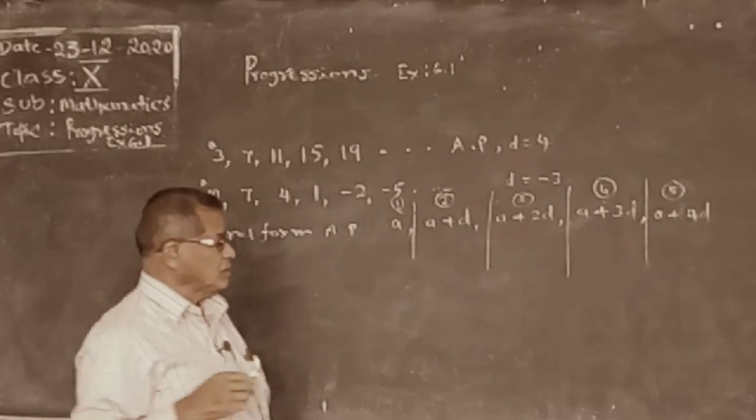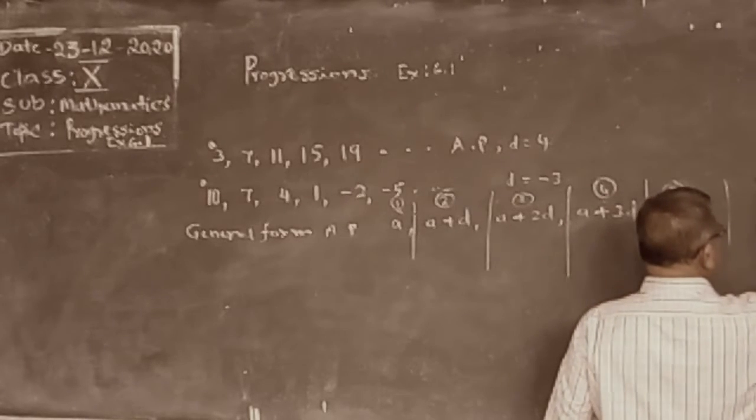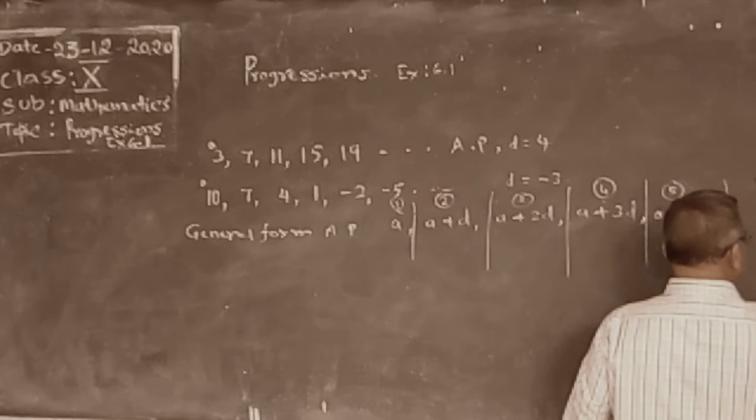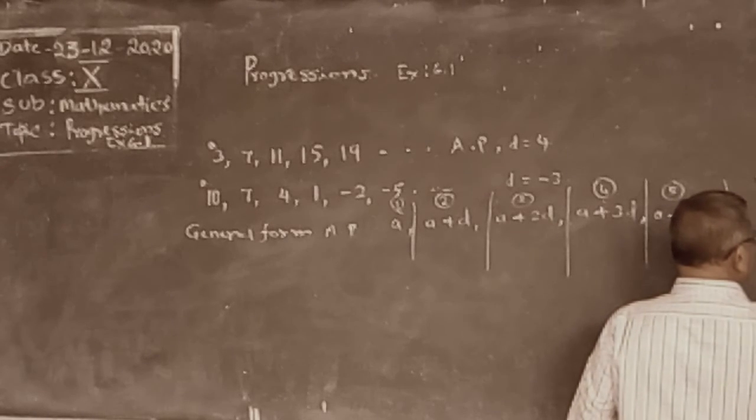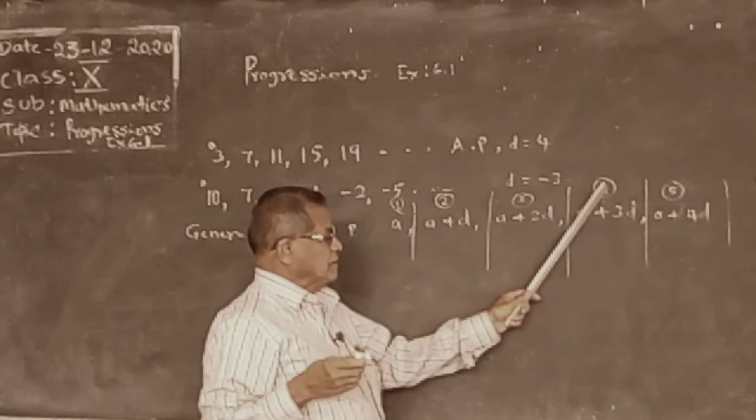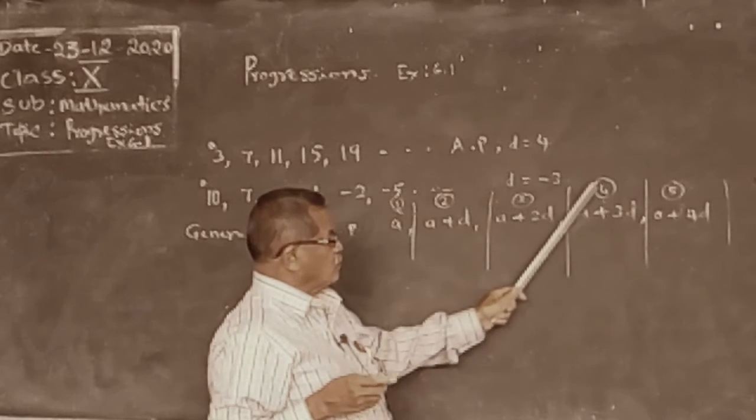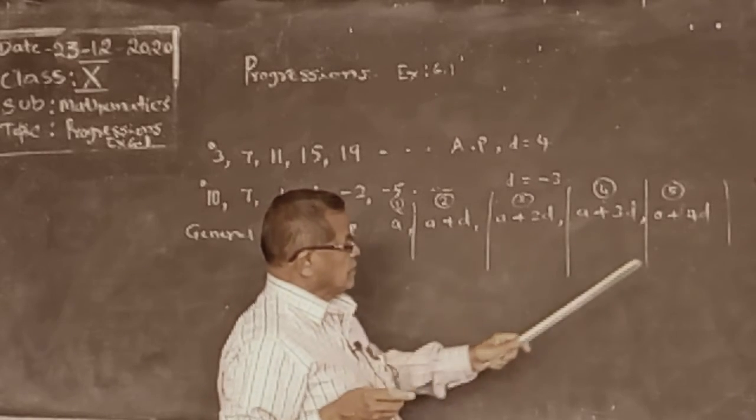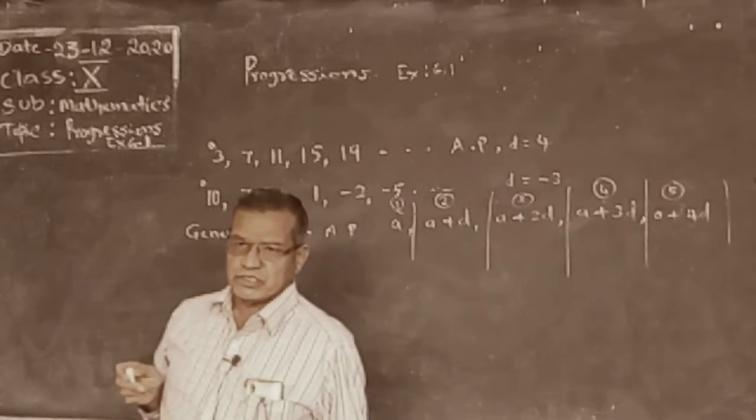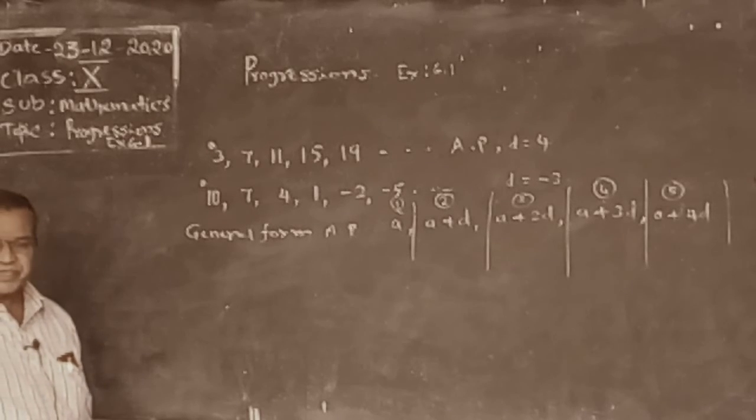Right. Similarly, we write the nth term. Nth term is A plus n minus 1 of D. So for every number we are subtracting 1: 5 minus 1, 4 minus 1, 3 minus 1, like that. Nth term, n minus 1 of D. So nth term of AP is A plus n minus 1 of D.